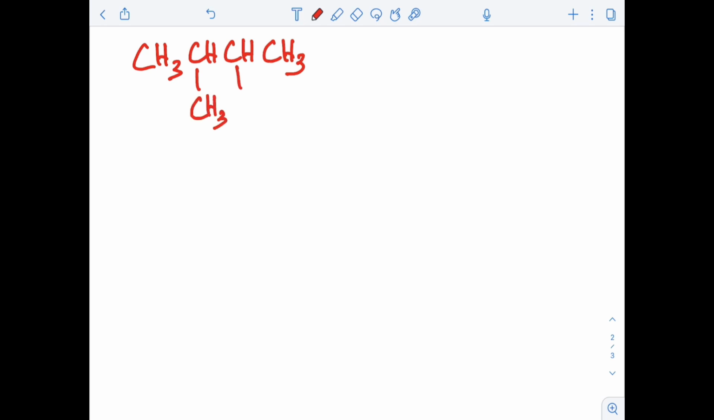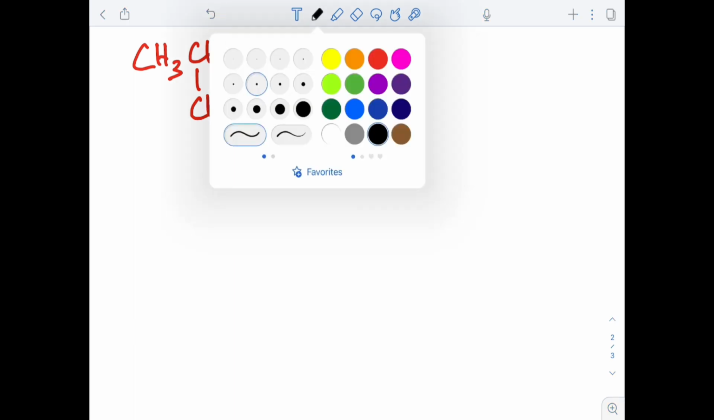Now here, it is very easy to get confused. All right. So first thing we want to do is find the longest continuous chain. Again, that can be either here to here, or it can be here to here. I like to go left to right or right to left.